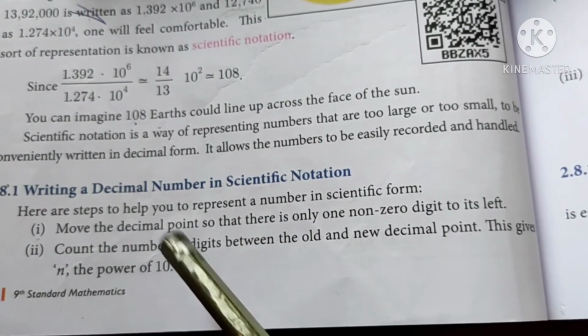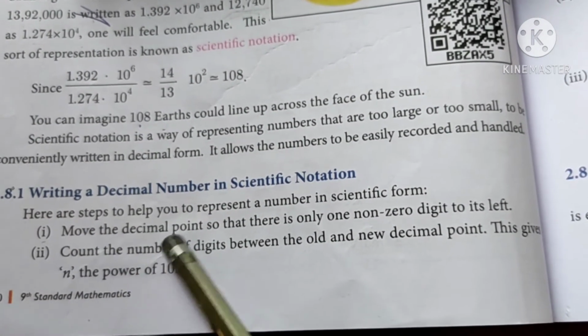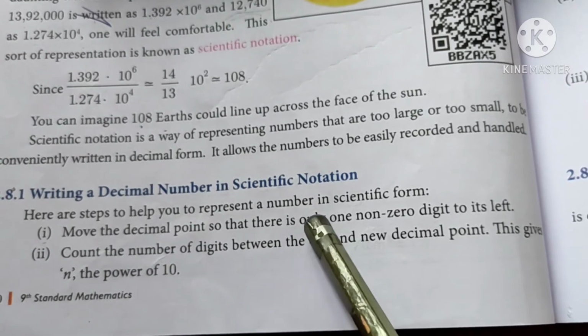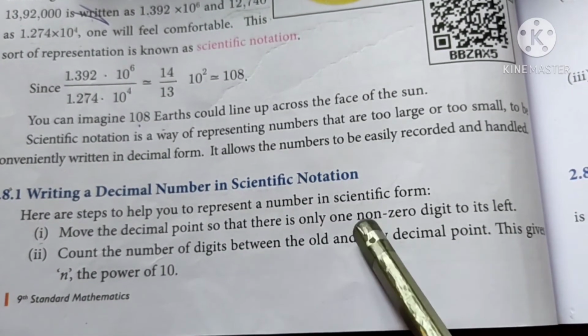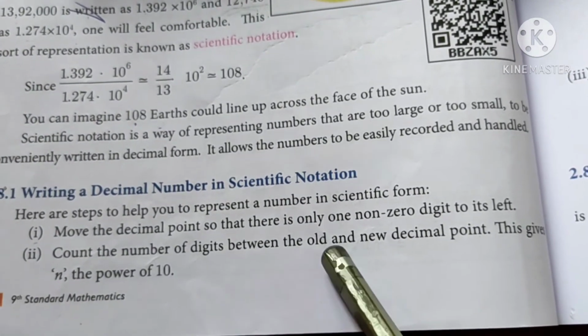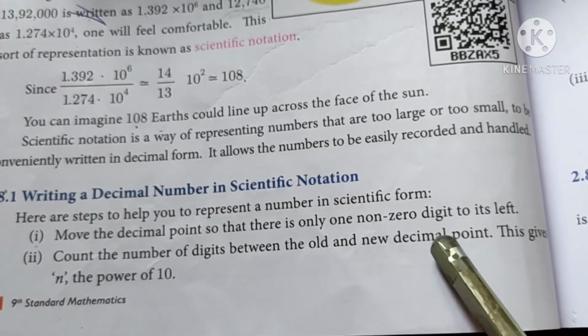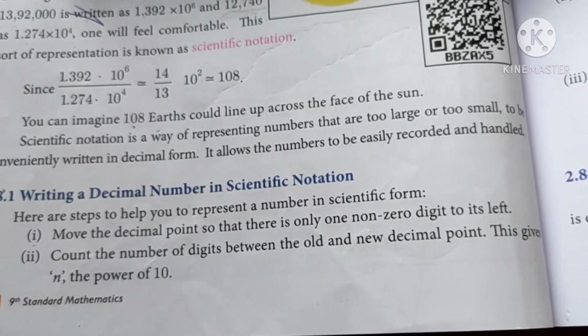Here are steps to help you represent a number in scientific form. Move the decimal point so that there is only one non-zero digit to its left. Count the number of digits between the old and new decimal point. This gives n, the power of 10.